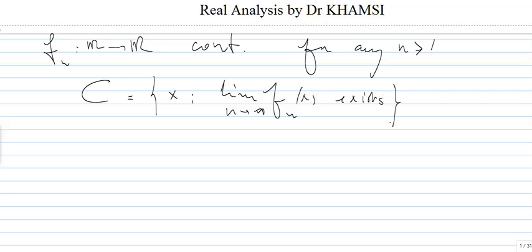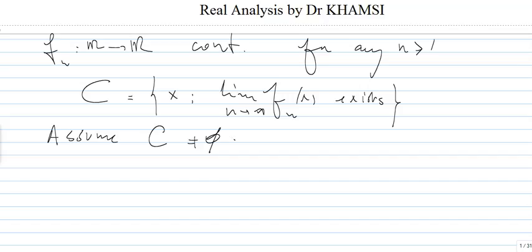is a countable intersection of F sigma sets. Note that if it's empty, the result is obvious, because it's going to be closed basically. So it's obvious. But so we assume that C is not empty.